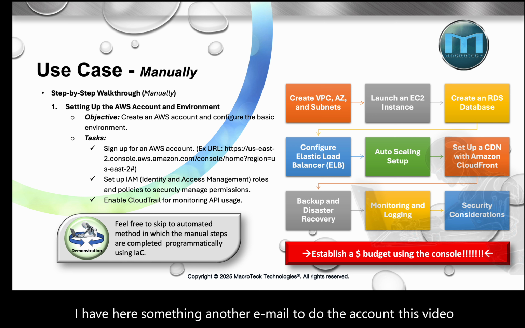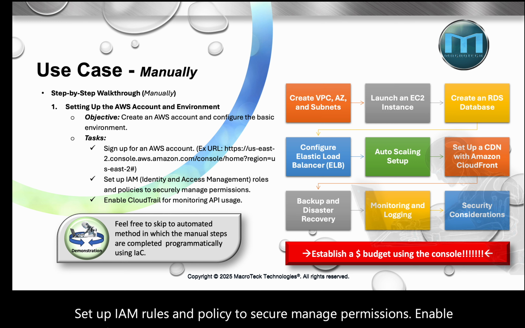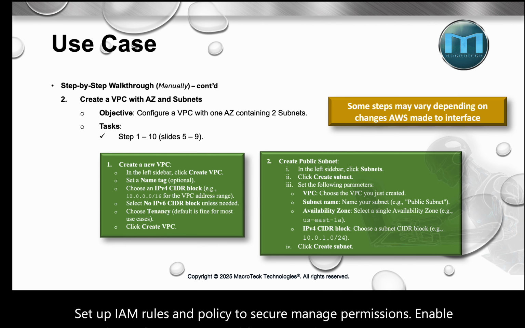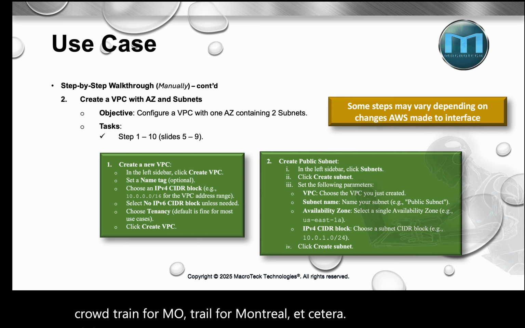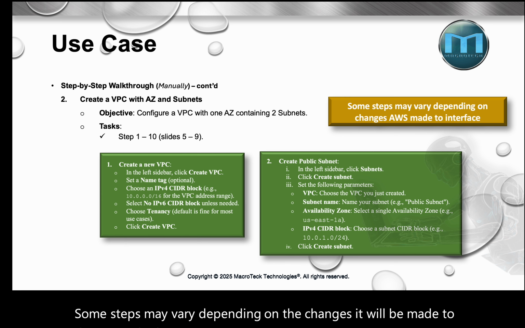Set up IAM roles and policies to secure and manage permissions, enable CloudTrail for monitoring, etc. Slide 1 to 10 is a walkthrough of setting up your VPC. Some steps may vary depending on the changes AWS made to their console, their interface, but this should be very close to what they have there.